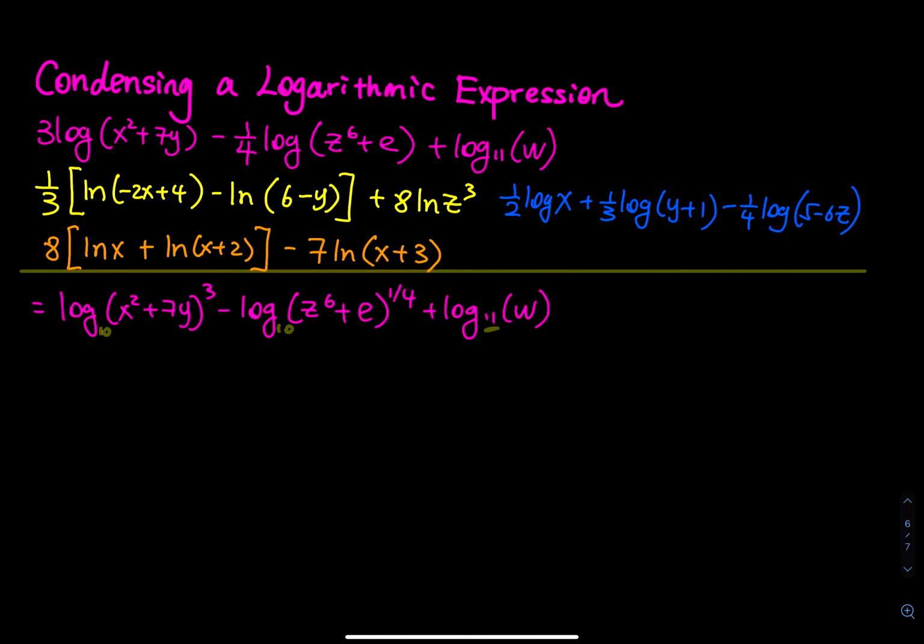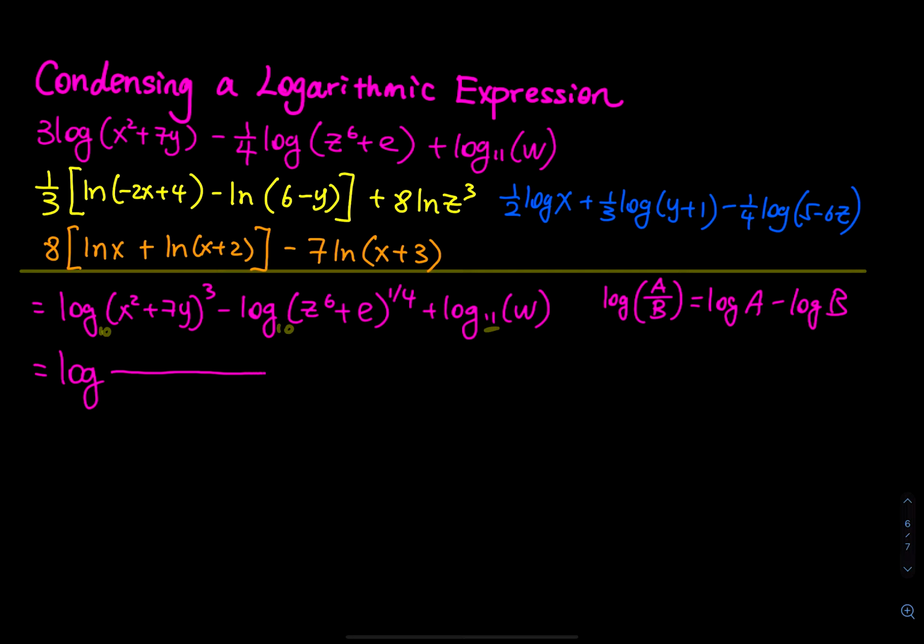So here is the only thing that we can do. We have log of one term minus the other term, so that reminds me that log of a divided by b is equal to log of a minus log of b. All right, so this is a log base 10. You don't need to specify that anymore, so that is x squared plus 7y to the 3rd power divided by z to the 6th plus e, and then to the 1/4.